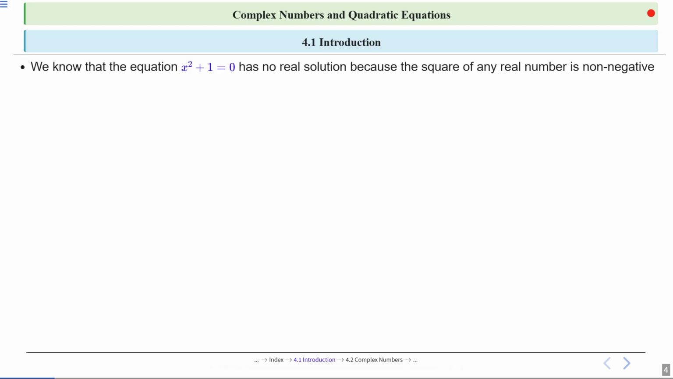So that is why we introduce a new number, that is, the complex number. We need to make our number system bigger than the real number system. In other words, the real numbers are not enough for us to solve every equation we might encounter, as we have seen in the equation x square plus 1 equal to 0. In this case, there is no real solution because x square equal to minus 1 is not possible for any real number x.